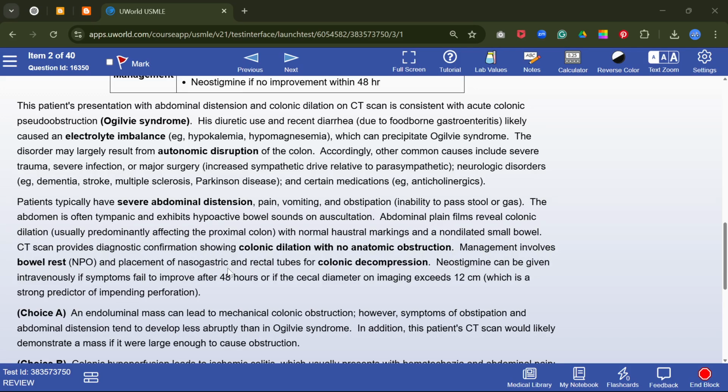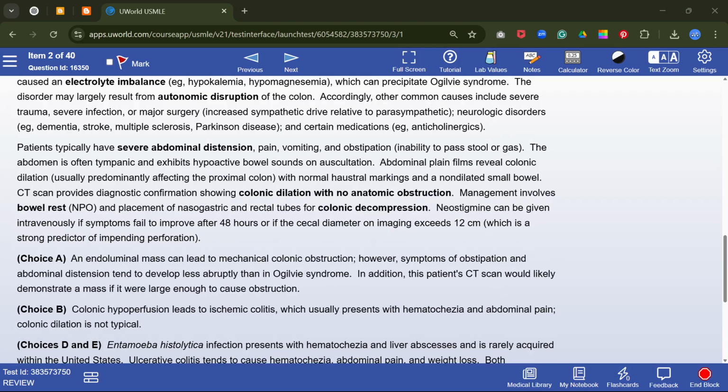Neostigmine can be given IV if symptoms fail to improve after 48 hours, or if cecal diameter on imaging exceeds 12 centimeters, which is a strong predictor of impending perforation. So if cecal diameter is more than 12 centimeters and if symptoms fail to improve after 48 hours, we should give neostigmine.